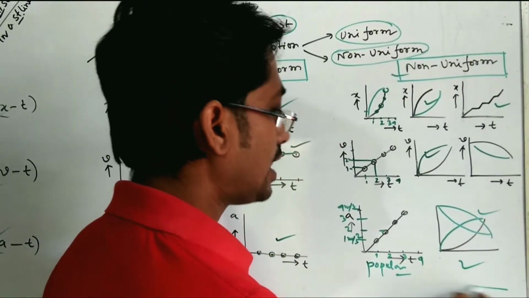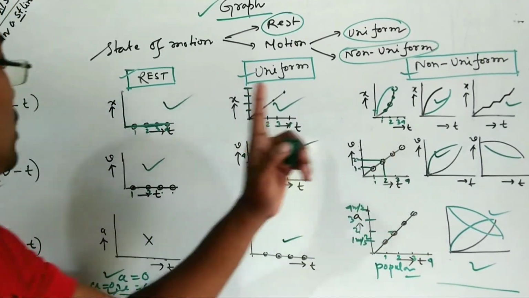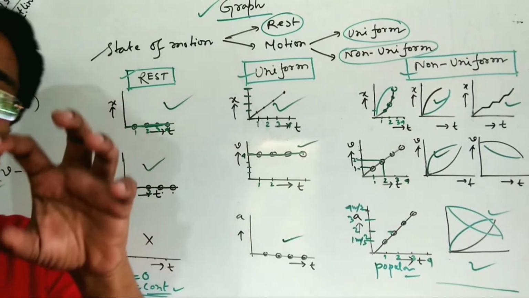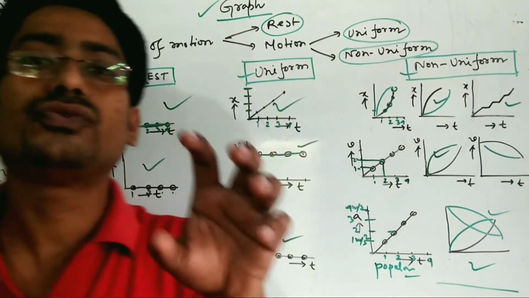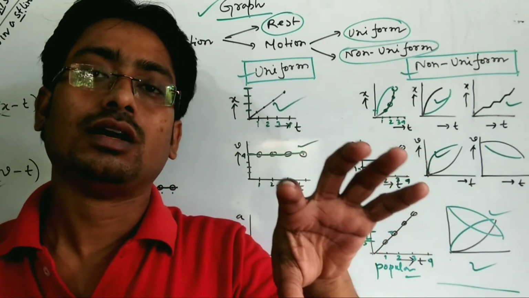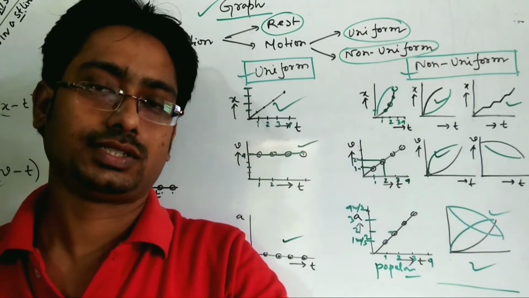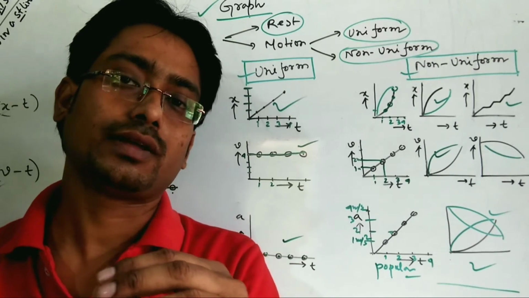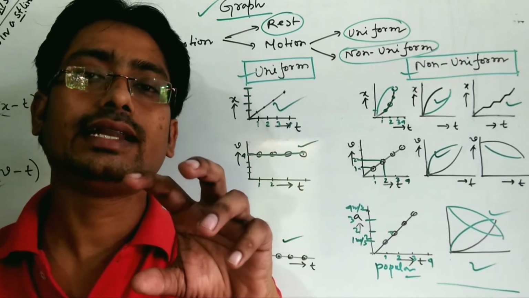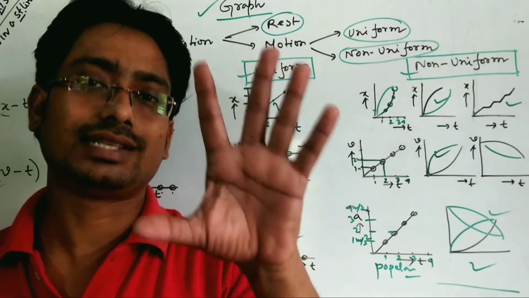Okay, so these are the types of graphs under xt, vt and at that I have drawn. Now the main topic of this chapter: how to find out the slope and area. Slope from xt, from vt, from at, and how to find out the area under the at graph, the area under the vt curve, and what it will signify.